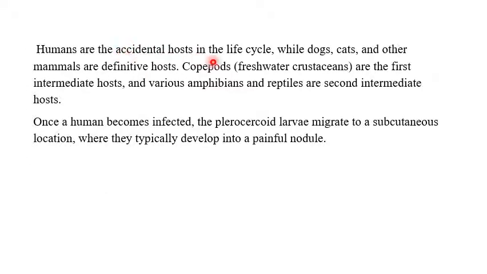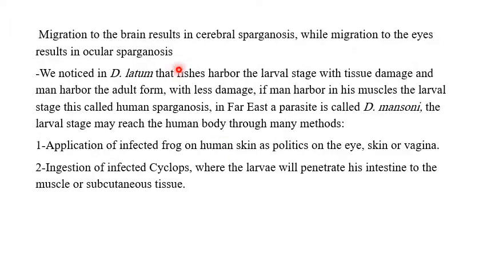Humans are accidental hosts in the life cycle, while dogs, cats, and other mammals are definitive hosts. Copepod freshwater crustaceans are the first intermediate host, and various amphibians or reptiles are second intermediate hosts. Once a human becomes infected, the plerocercoid larvae migrate to a subcutaneous location where they typically develop into a painful nodule. Migration to the brain results in cerebral sparganosis, while migration to the eyes results in ocular sparganosis.